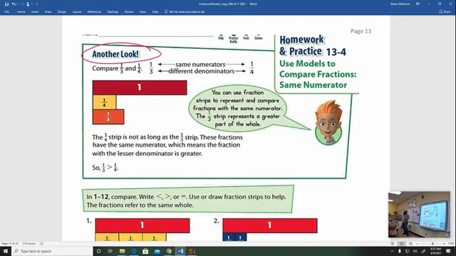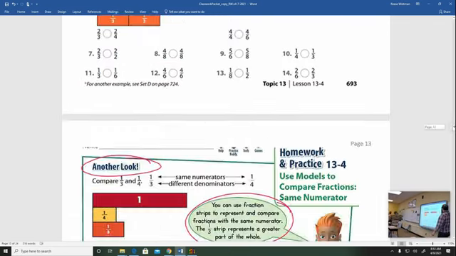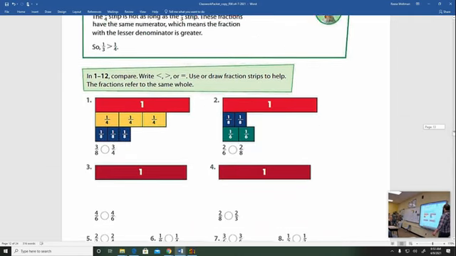Another look just means this is a reminder to you of how to do it, right? But these things, like what he says right here, we're going to call that guy Heston's brother. He's got the red hair too. You can use fraction strips to represent and compare fractions with the same numerator. The 1/3 strip represents a greater part of the whole. The stuff he's saying is important. So read through that if you can't remember what we did on the other page, okay? And read through it anyway, because the more you read it, the more you remember it.